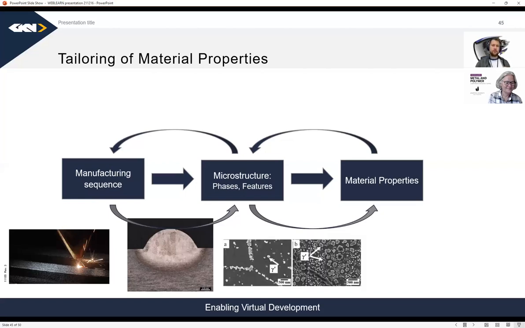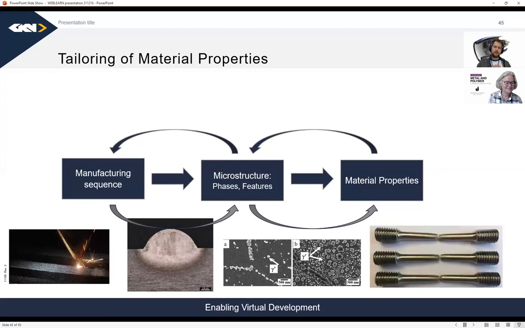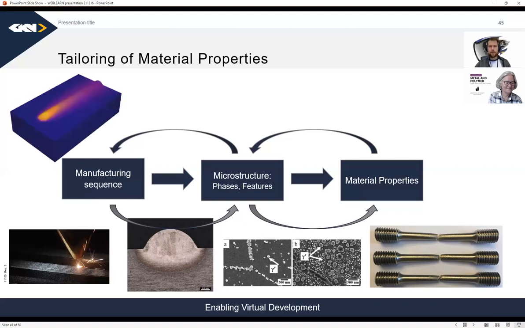As well as we need to make sure that we have a good microstructure in these parts when we are done with the heat treatment. And finally, the material properties need to be really what we desire in the part. So instead of doing this experimentally, we want to be able to do this virtually in the computer instead.